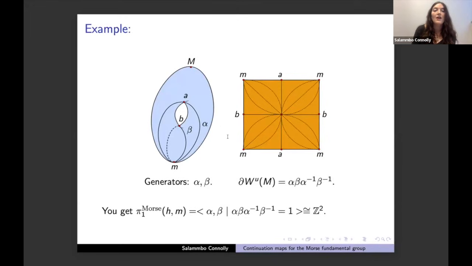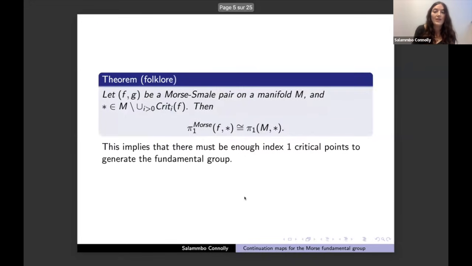For example, on the torus, you have two index 1 critical points, and their unstable manifolds are actually loops in M, so those are going to be the generators. If you look at the unstable manifold of this maximum, which is in the middle of the flat torus, you go around the boundary and get alpha, then beta, alpha^-1, beta^-1. If you quotient by that, so you say this is equal to 1, essentially the group is commutative. And so you get the usual fundamental group of the torus. And this holds in general.